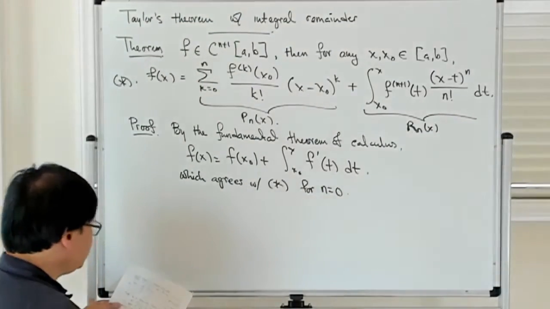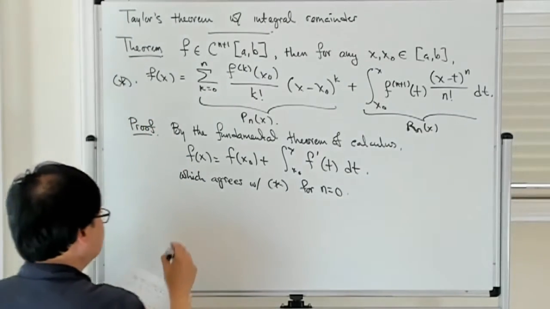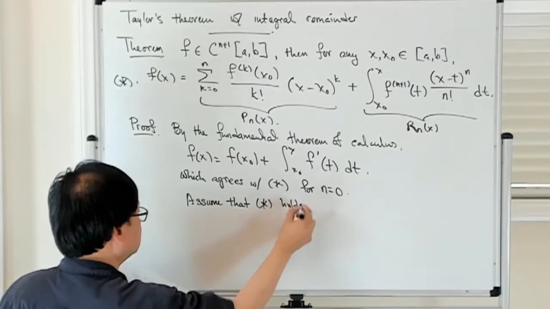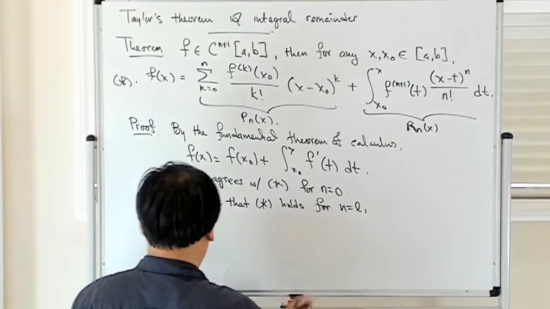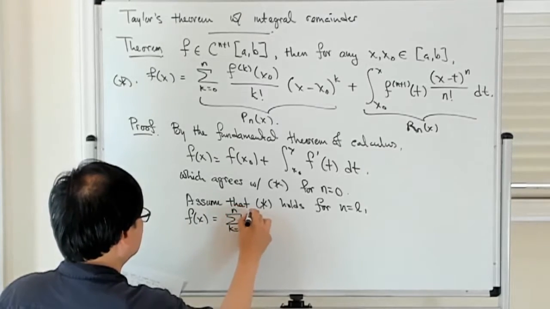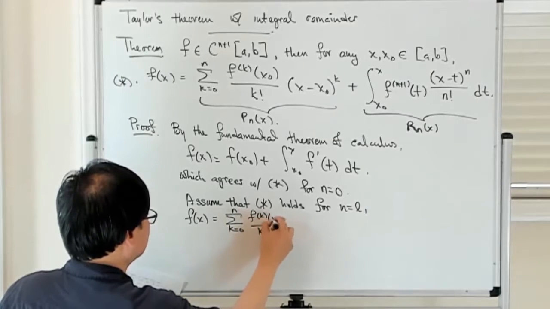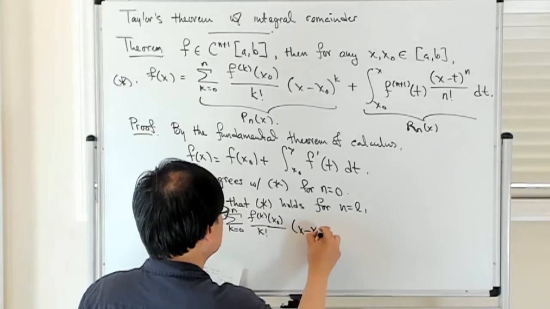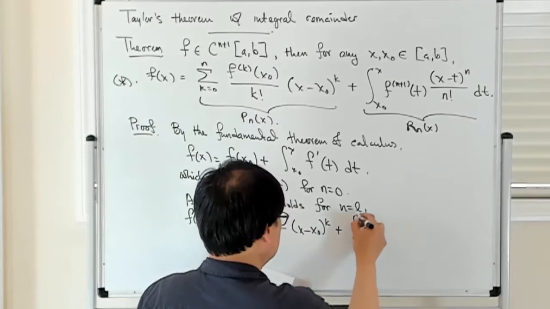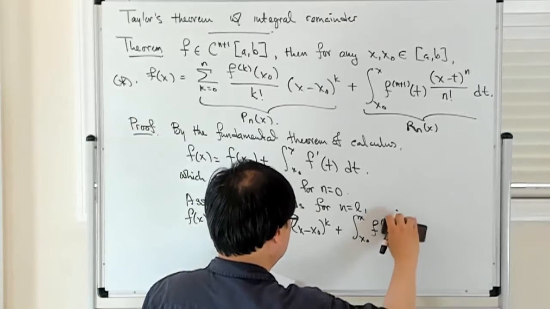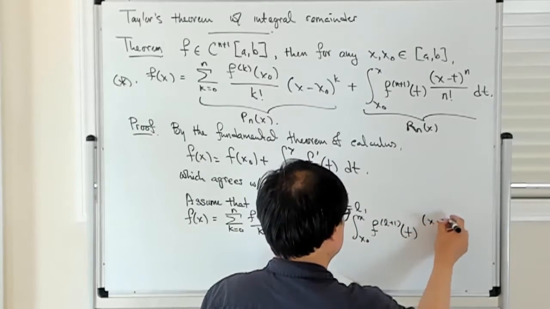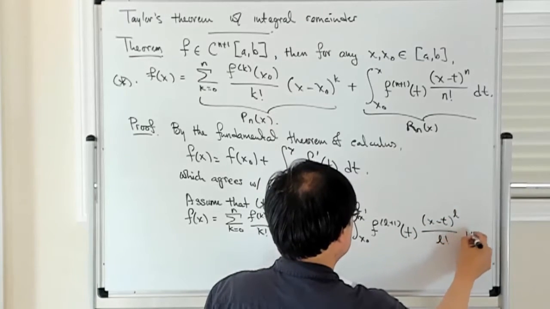And so I'm going to proceed by assuming that this holds for n equals L. So I assume that star holds for n equals L, which is to say that f of x is equal to the sum from k equals 0 to L of f^(k) at x0 over k factorial times x minus x0 to the kth power, plus the integral from x0 to x of the L plus first derivative of f at the point t, times x minus t to the L power over L factorial, dt.